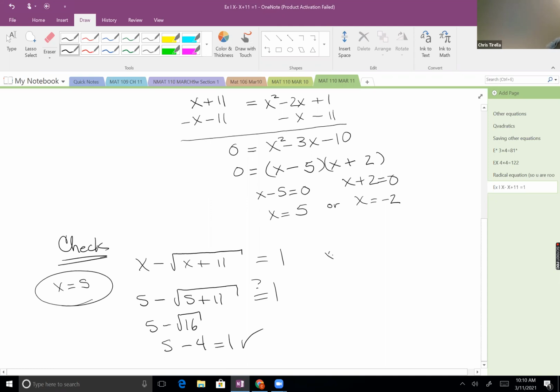Now let me check and see what happens when x equals -2. I get -2 minus the square root of -2 plus 11. Does that equal 1? That's -2 minus the square root of 9. -2 minus 3 would be -5, which is definitely not 1. So this one we're going to reject.